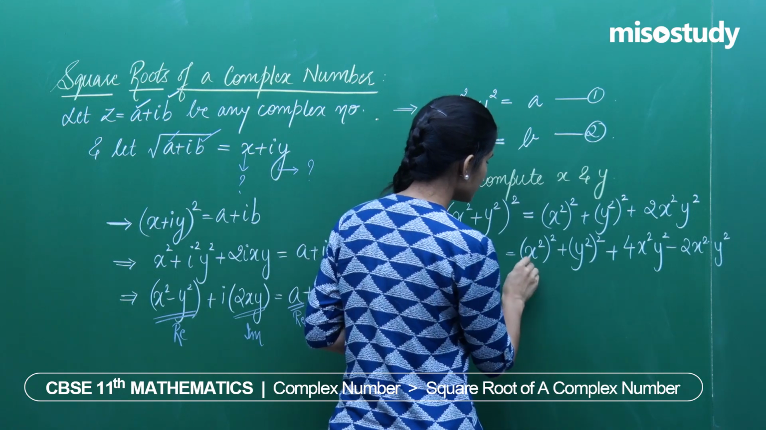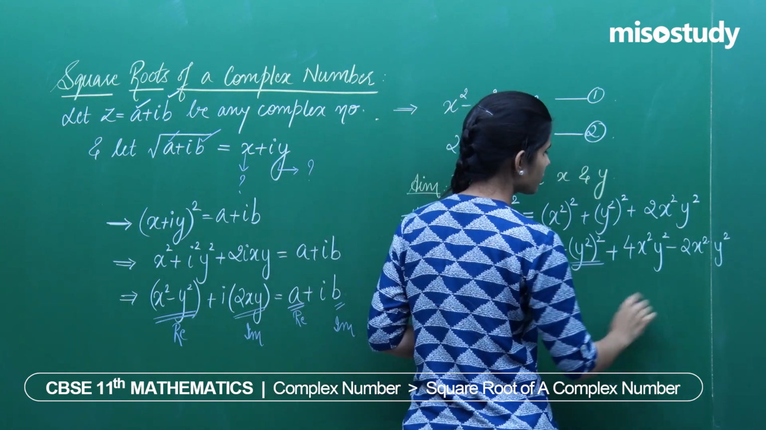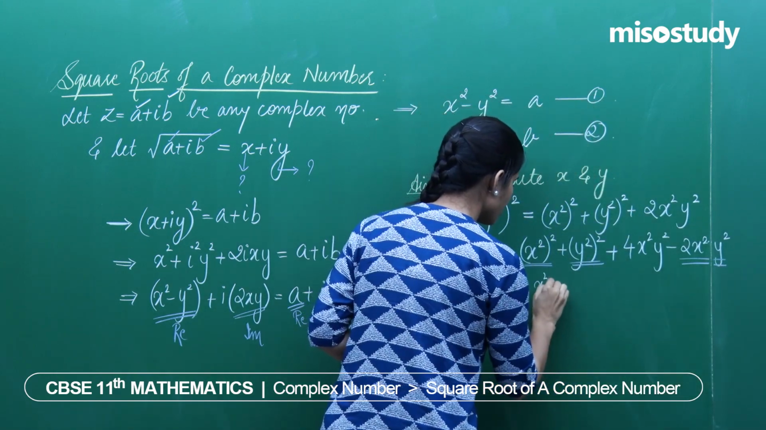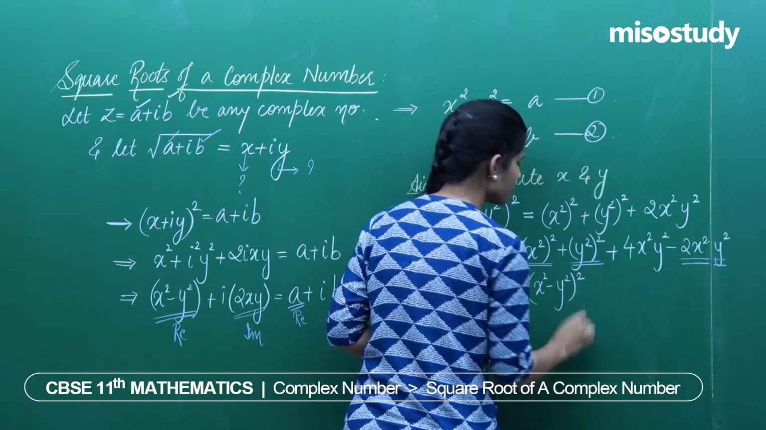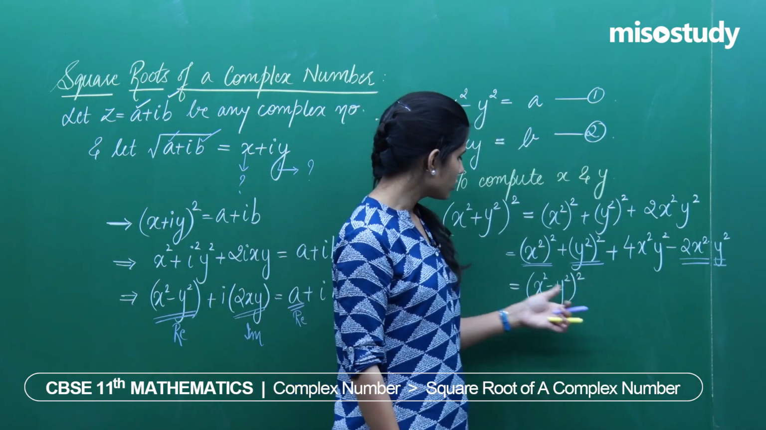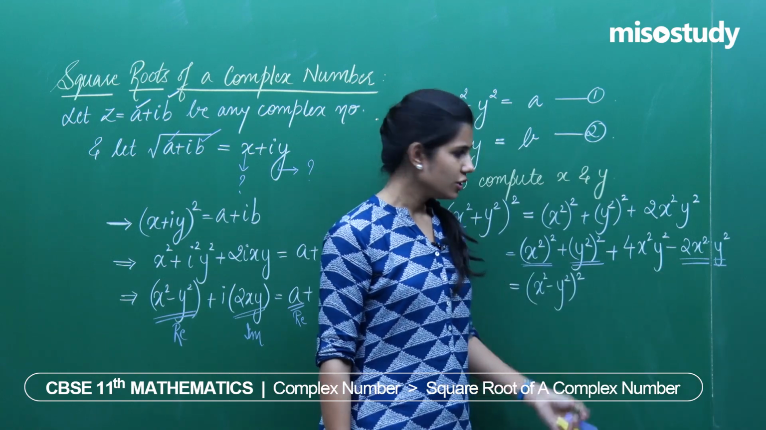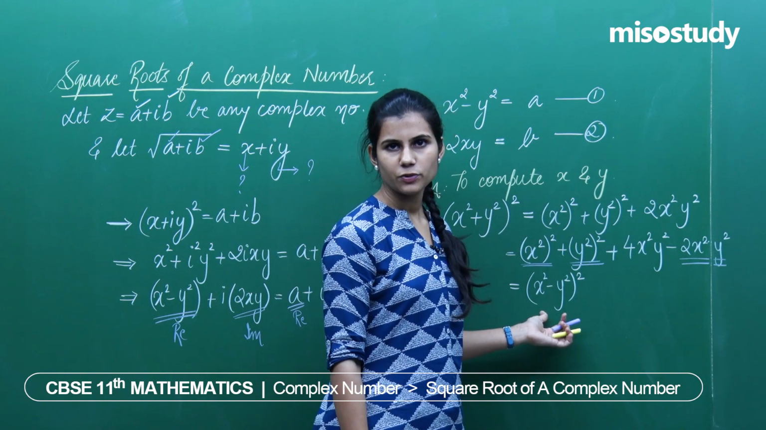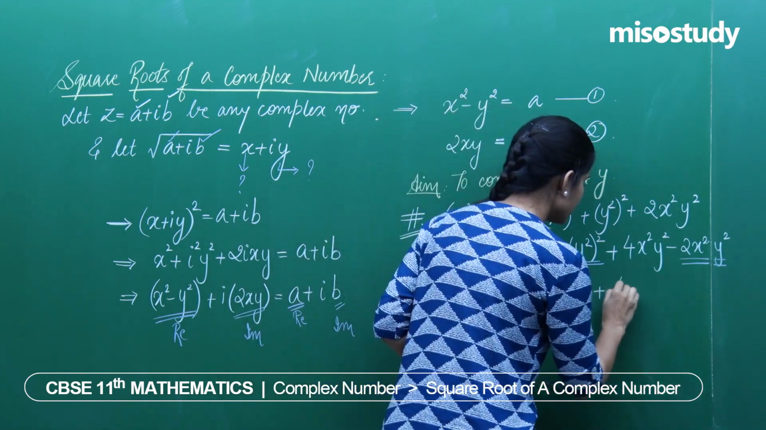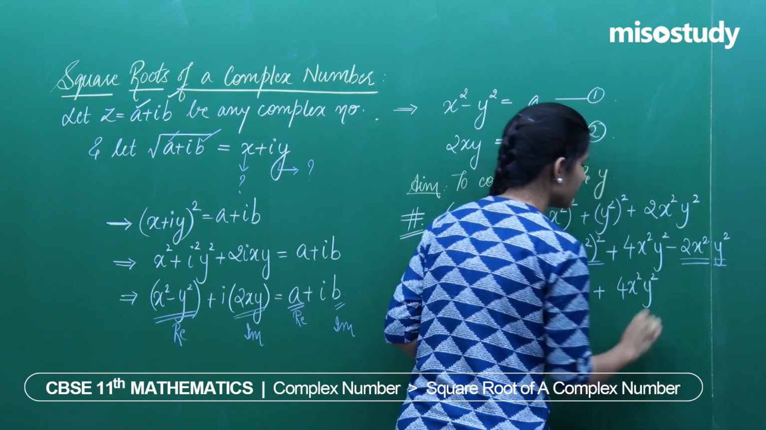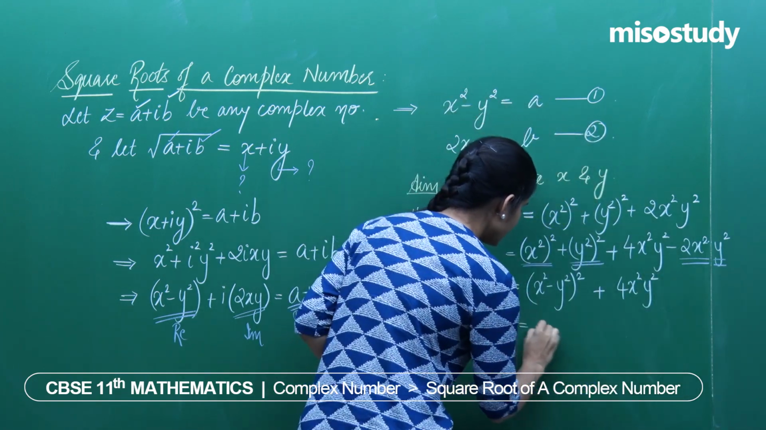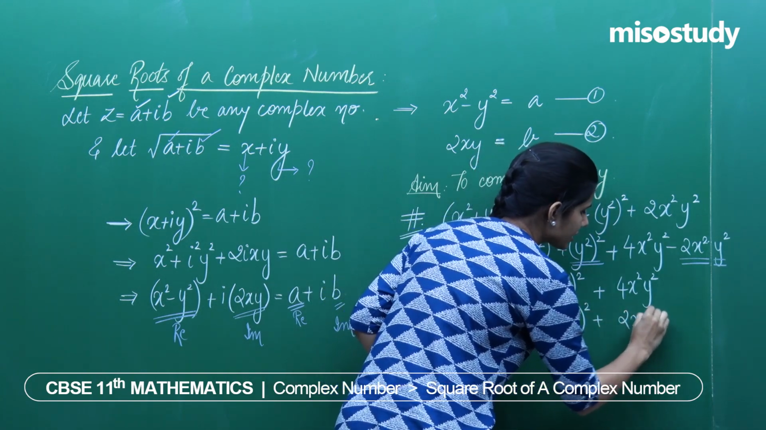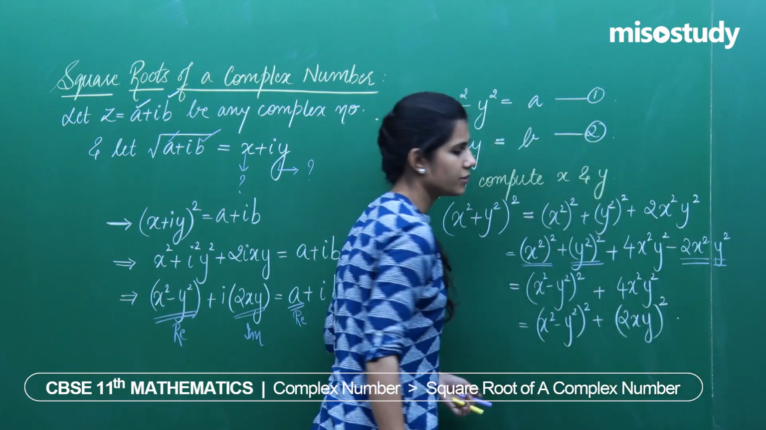And now if you focus, this is x square whole square plus y square whole square minus 2x square y square. This is nothing but x square minus y square whole square, just as a minus b whole square is a square plus b square minus 2ab. So actually I have constructed from x square plus y square whole square something like x square minus y square whole square plus 4x square y square. Now I can write this as x square minus y square whole square plus 2xy whole square.